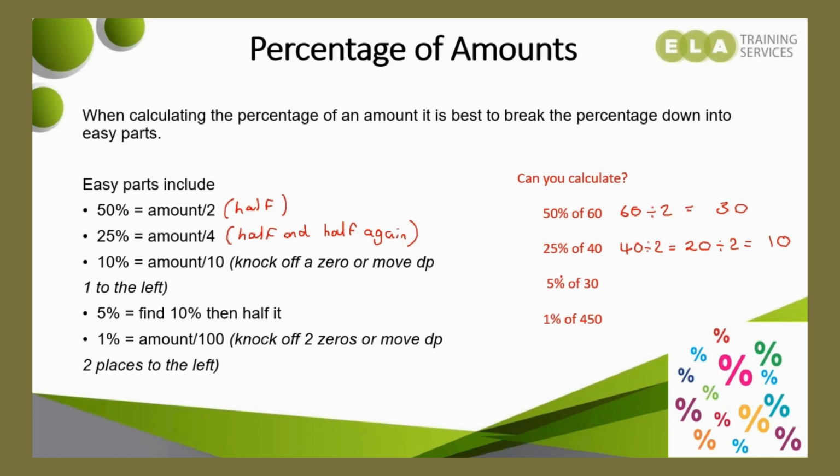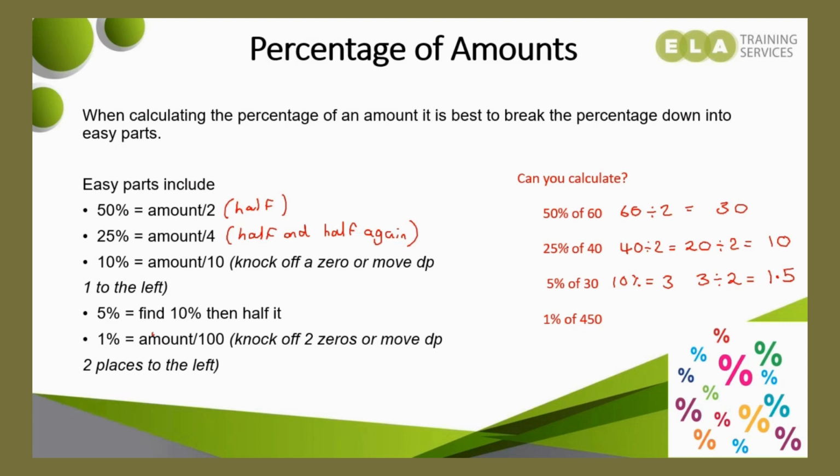Now we're going to do 5% of 30, so we're told to do 10% first. And to do 10%, we can knock off a 0. So 10% would equal, knock off a 0, 3. And then to find 5%, we do 10% first, which we've done, and then half it. So 3 divided by 2, which then leaves us with 1.5.